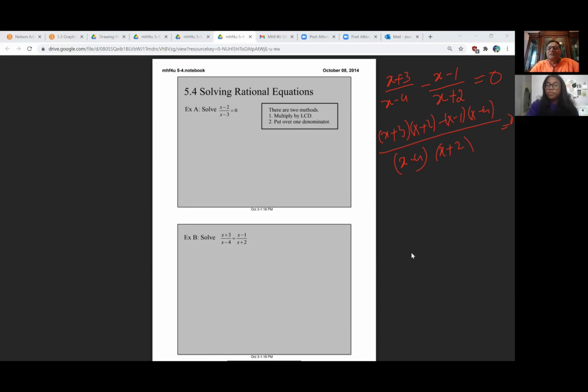So we get this cross multiplication statement, which is the same as we wrote earlier: x plus 3 times x plus 2 minus x minus 1 times x minus 4 equals 0. Is it okay? So it means the same as cross multiplying, bringing the terms together. So we get the same result. Perfect. So that is how you could do it.